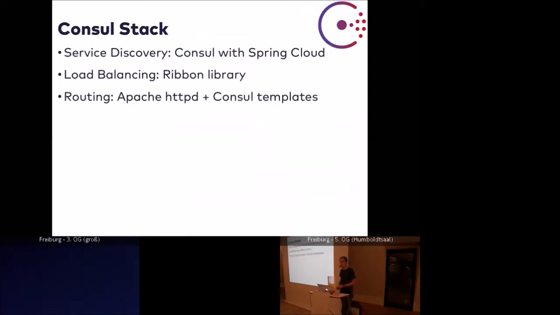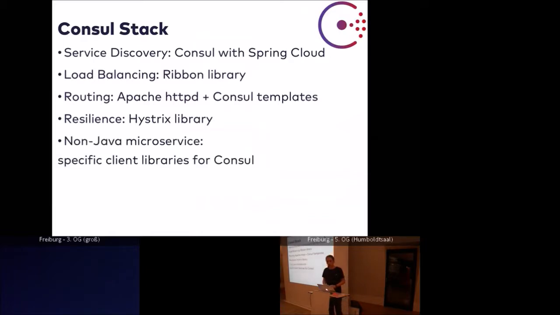Routing, as I said, is Apache HTTPD plus console template, so that's great, and it just works. And Apache HTTPD is totally unaware of the existence of console, as I said. For resilience, I'm using Hystrix, which is sort of the standard library for resilience. But again, it's a library, and it's from the Netflix stack. So this is what is baked into what I'm using in that demo.